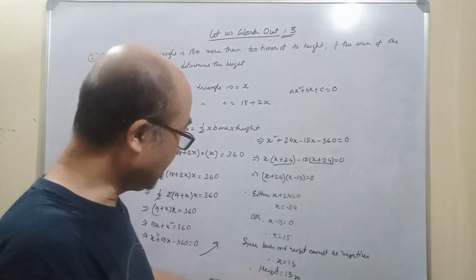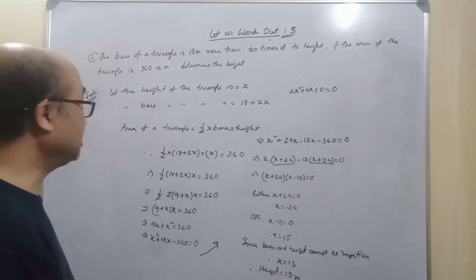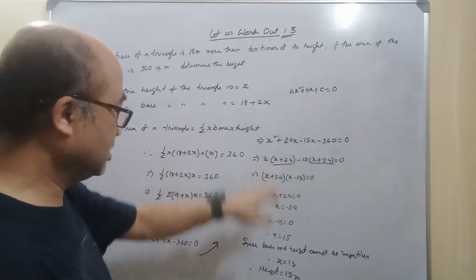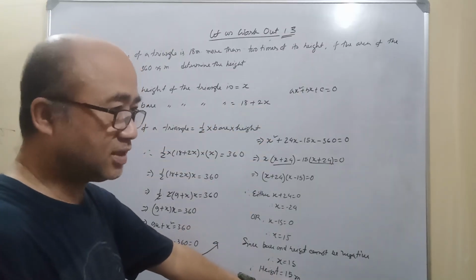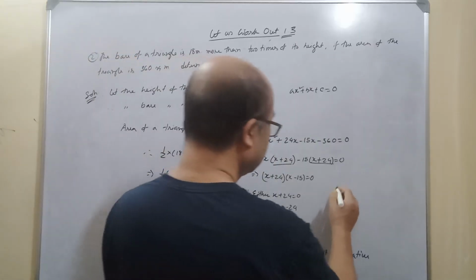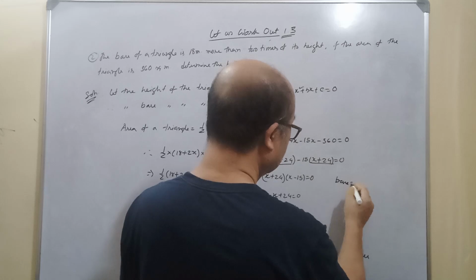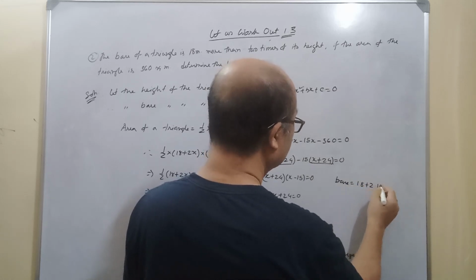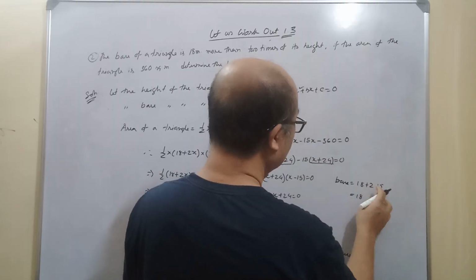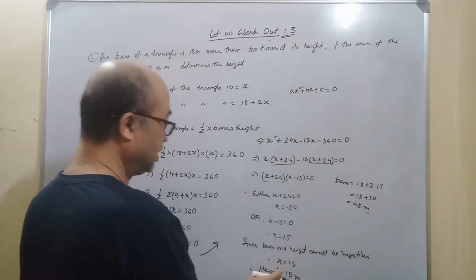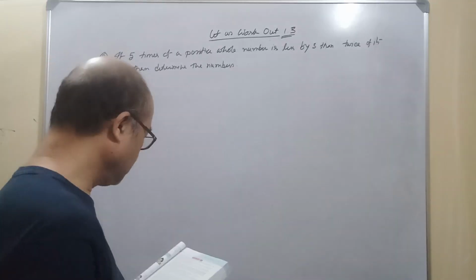We get the height here, and if you are asked to find the base of the triangle, it will be 18 plus 2x. That means 18 plus 2 into 15, 30 plus 18, it is 48. Base is how much? 18 plus 2 into height, 2 into 15 is 30, so this is 48 meters. So if you multiply this, you get this value.